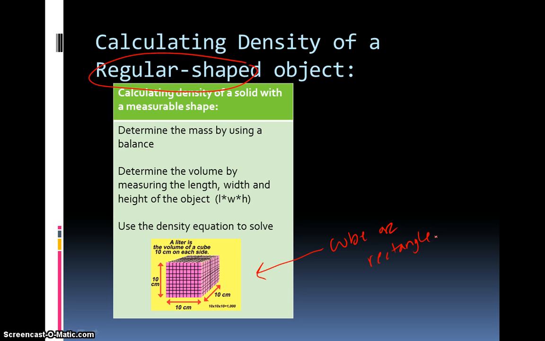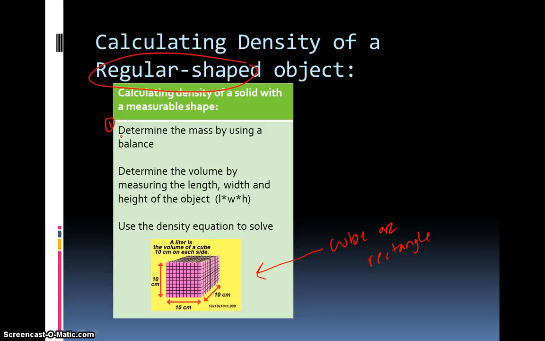It's going to be very easy for us to measure using the idea of length times width times height. So we would only use this method if something was regularly shaped, so it was a cube or a rectangle. It's a 2-step process. The first thing you're going to do is determine the mass by just copying it straight off a balance. Whatever object you have, you just put it on the balance and copy that number down.